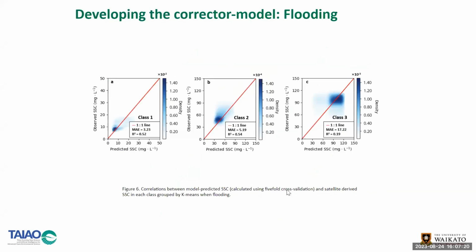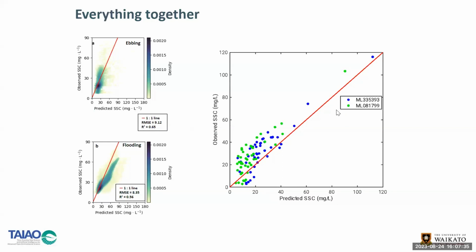And then each of those classes for the flooding model. And so you can see the classes behave very differently. Class 1 tends to have quite small suspended sediments, class 2 medium, and class 3 quite high suspended sediments. All right. And then we put all our classes together, one for ebbing and one for flooding. And you can see that's all the classes for ebbing and all the classes for flooding.